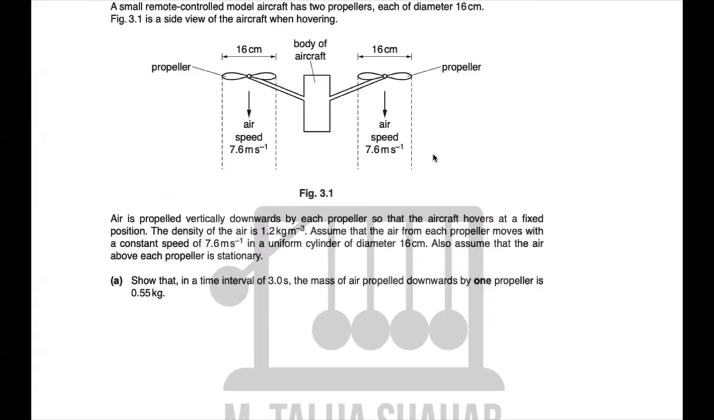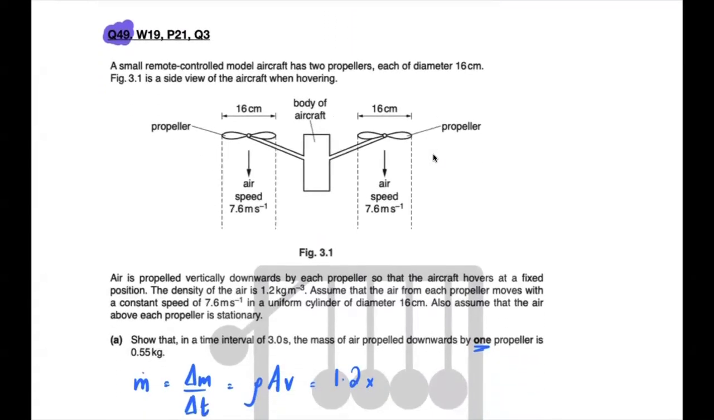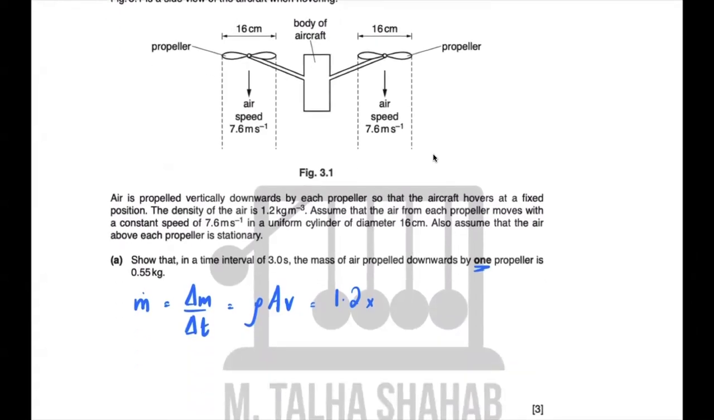Alright, again the same thing. Mass flow rate, which is delta M over delta T, is given by this expression rho AV, right? So rho being 1.2, A is for one propeller. So basically the radius is half of this, right? So if this is 16 centimeters, the radius is 8, but it's also in centimeters.